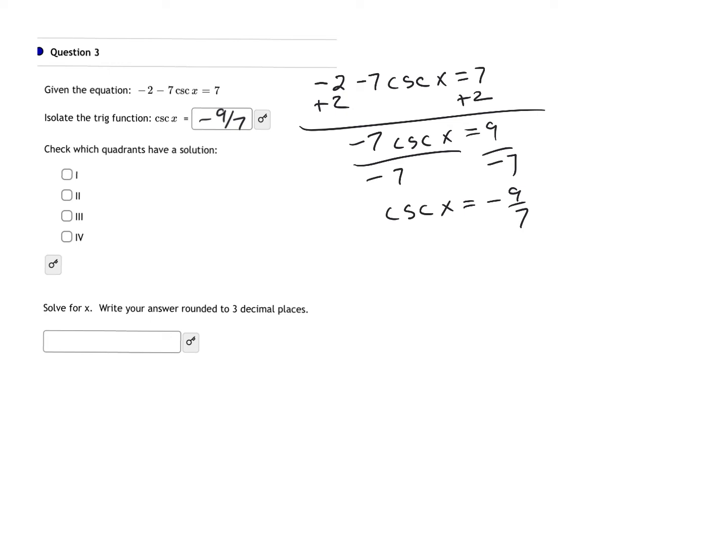Now, I have to change this into either sine or cosine. Cosecant is the reciprocal of sine, so that'd be 1 over the sine x is equal to -9 over 7, because cosecant is equal to 1 over sine.